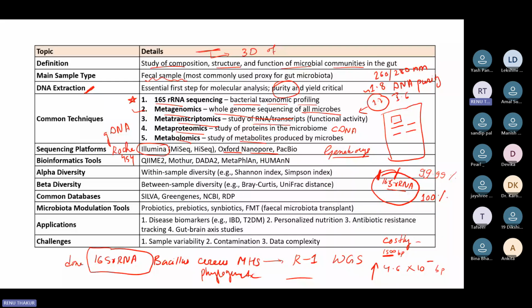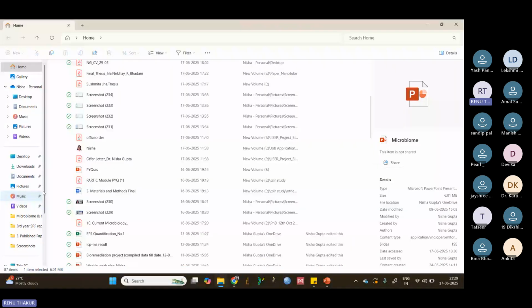In many institutes, you will see sequencers manufactured by Illumina, by Roche 454, by Oxford Nanopore. So this is the latest one. You only need 1 to 3 ml for the whole sequencing to be done. PacBio is also there. So there are different options of sequencers. Let me show you with my previous PPT.